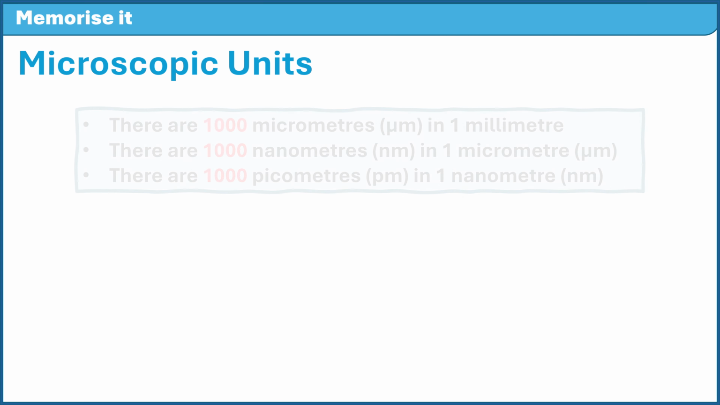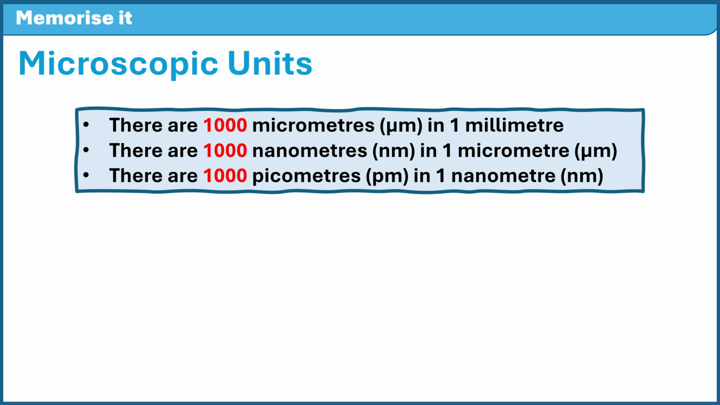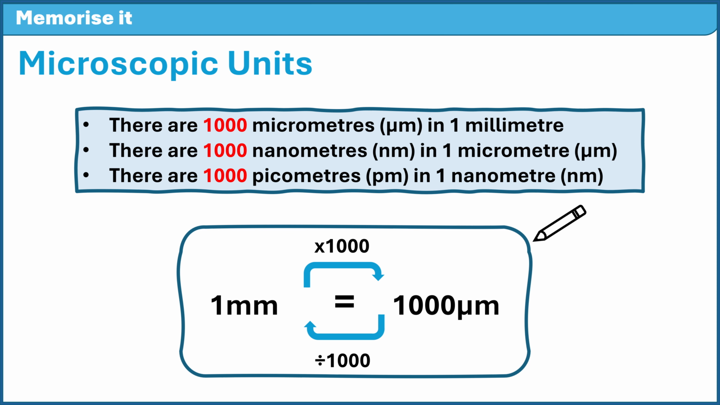Now apply that to the microscopic units. 1 millimetre is equal to 1000 micrometres. 1 micrometre is equal to 1000 nanometres, and 1 nanometre is equal to 1000 picometres. We can use a visual representation to simplify and guide our unit conversions.